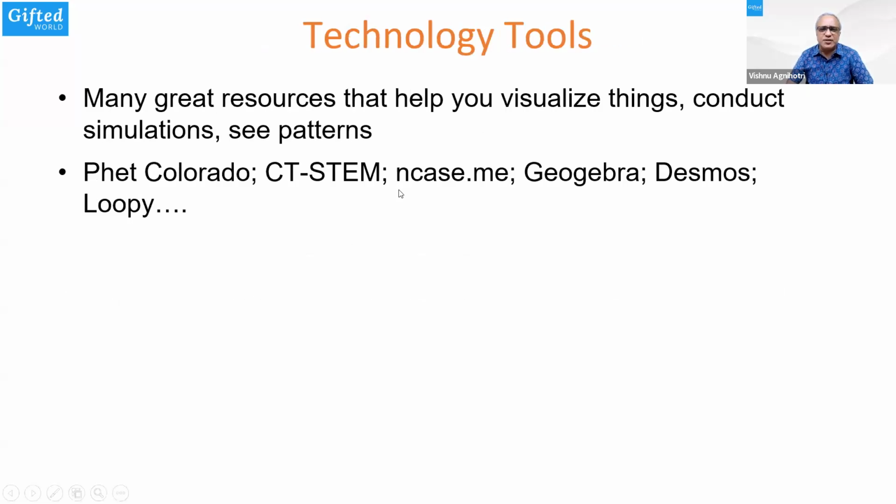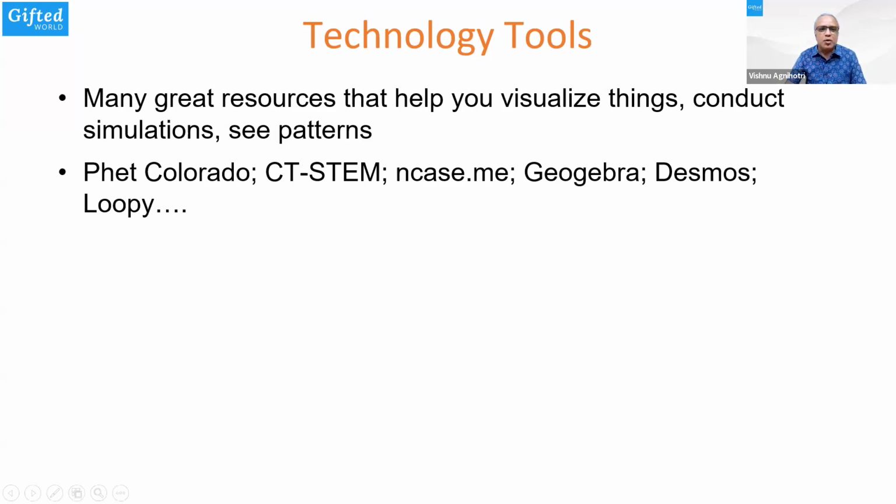There are many, many great resources that help you visualize things, conduct simulations, see patterns. You must use good resources. We will create a resources page on Gifted World and share. But write to us. If you're in grade 7, you're struggling with something, like somebody wrote to us that they're struggling with, say, calculus. So we told them about this book written in the 1930s, Calculus Made Easy, Sylvanus P. Thompson. Now, some student in grade 11 has written to us about struggling with permutations and combinations. So we are suggesting a resource there. So write to us. There are a lot of good resources. We will share this with you. You can check it out.